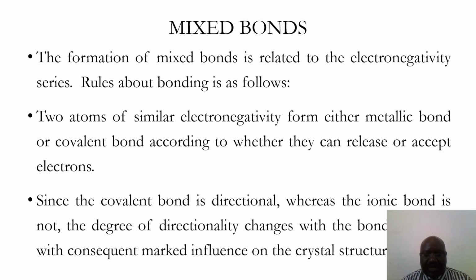We have another set of bonds that we sometimes talk about in chemistry, and that is mixed bonds. The formation of mixed bonds is related to the electronegativity series. Rules about bonding are as follows. Two atoms of similar electronegativity form either a metallic bond or a covalent bond, according to whether they can release or accept electrons. A covalent bond is directional, whereas an ionic bond is not. The degree of directionality changes with the bond form, with consequent marked influence on the crystal structure.